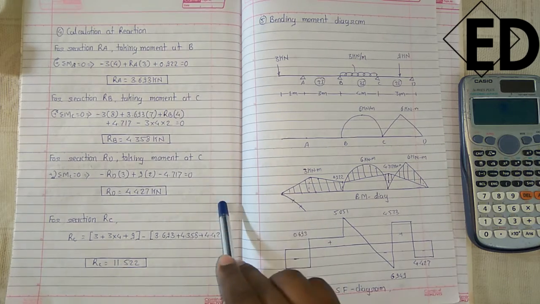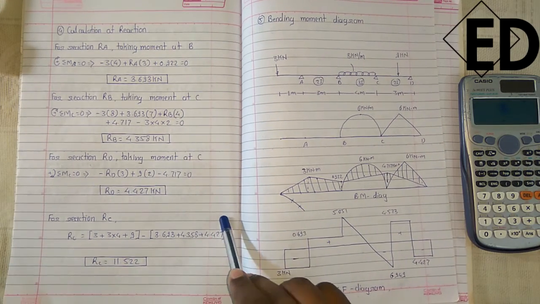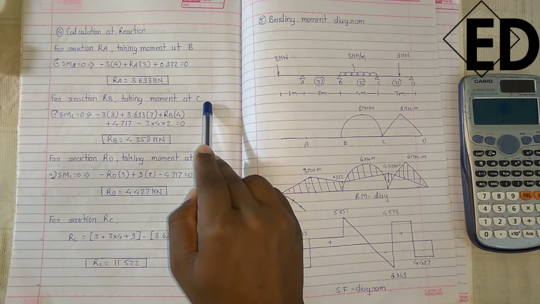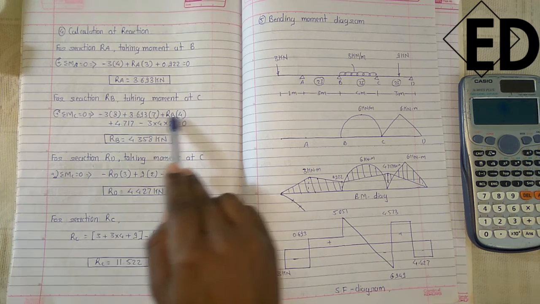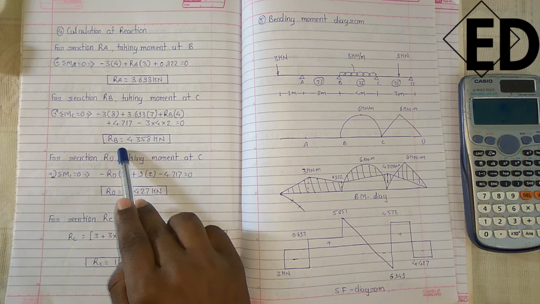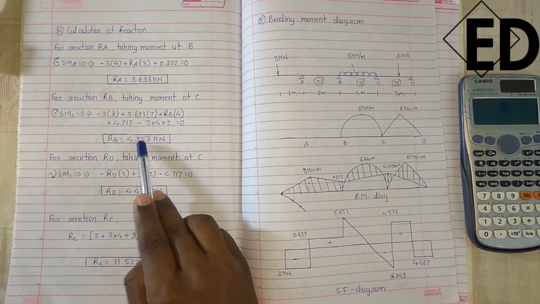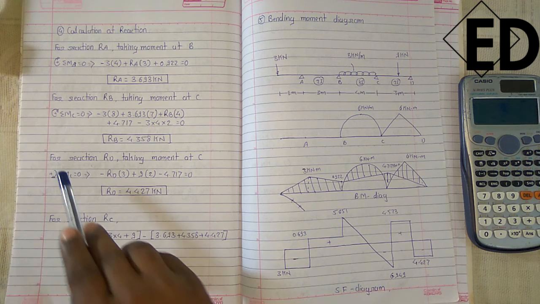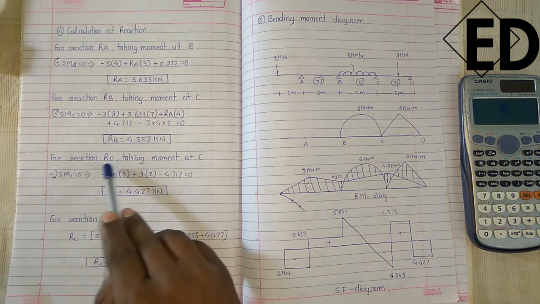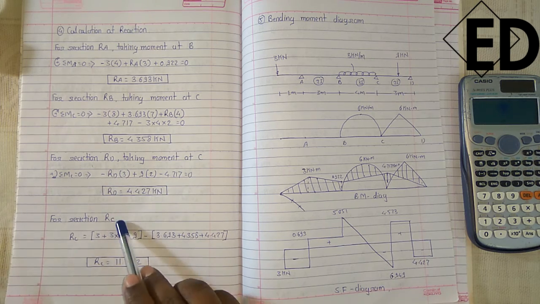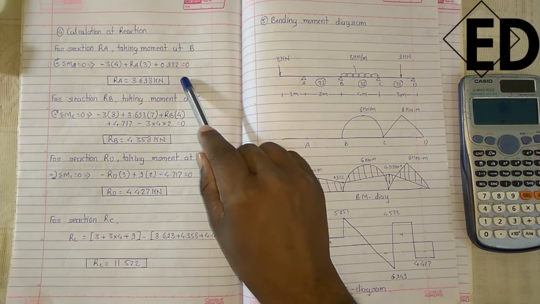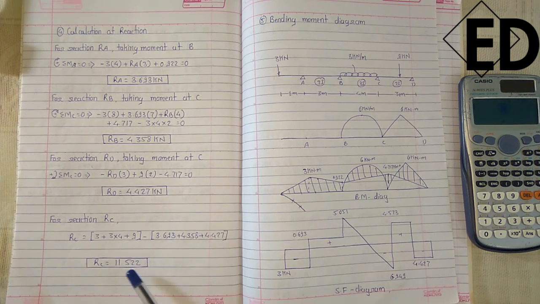The similar procedure is applied for the remaining spans. For calculating the reaction RB, we have to take a moment at C. So likewise, by solving this, we get the value of RB. That is, we calculated 4.358 kilonewton. Similar procedures are used for calculating the reaction at D and the reaction at C. By solving this, we got the support reactions, that is RA, RB, RC and RD.